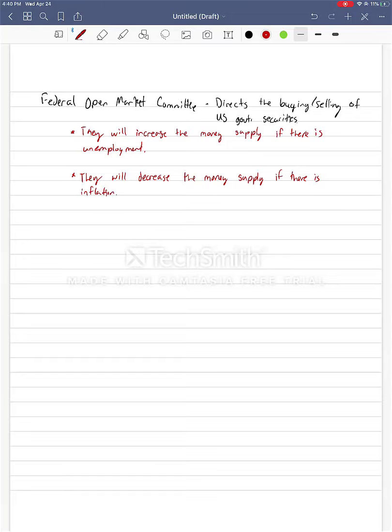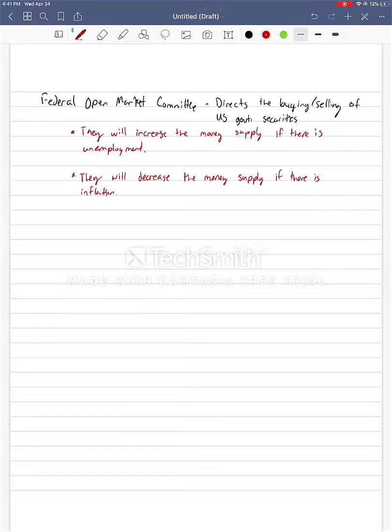Now, buying and selling these government securities are going to be major instruments, once again, for controlling the money supply. So with this Federal Open Markets Committee, if there's high unemployment, they're going to try to increase the money supply to get spending up. If there's high inflation, they're going to try to take money out of the economy so that it can cool down. So we'll come back to this, but this is probably going to be one of the most important concepts that we'll talk about this chapter.